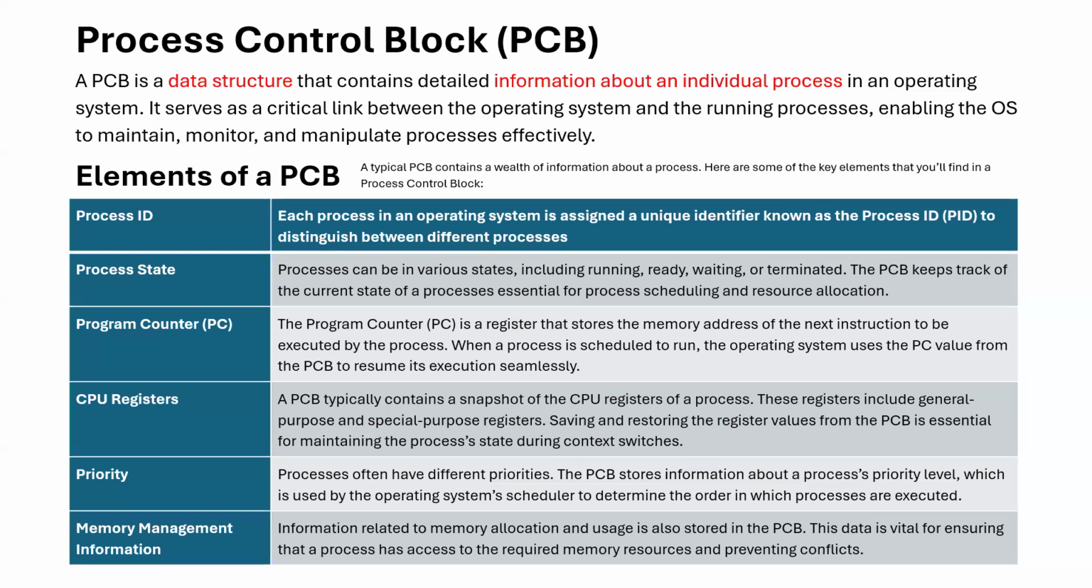CPU register: it typically contains the snapshot of the CPU registers of the process. This register includes general purpose registers, something like saving and storing information. And are you a priority process? Because you're going to see different scheduling algorithms. Processes have different priorities, so if you come to that point, you need to have this information too.